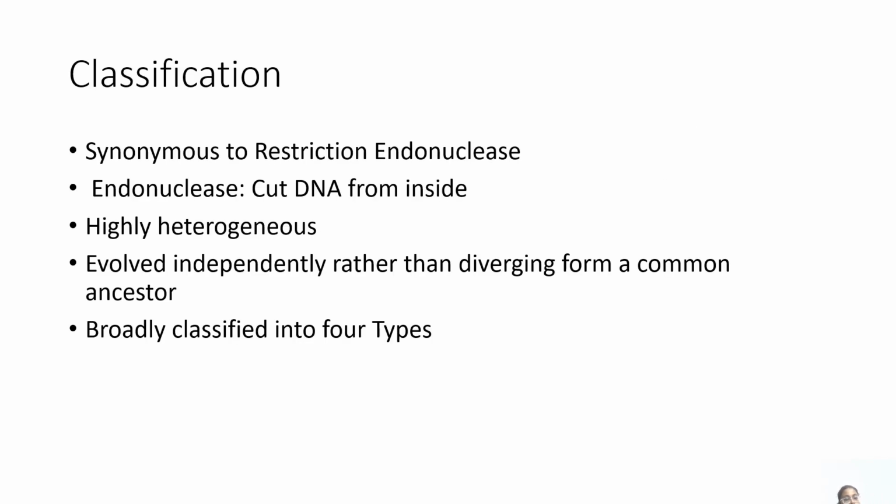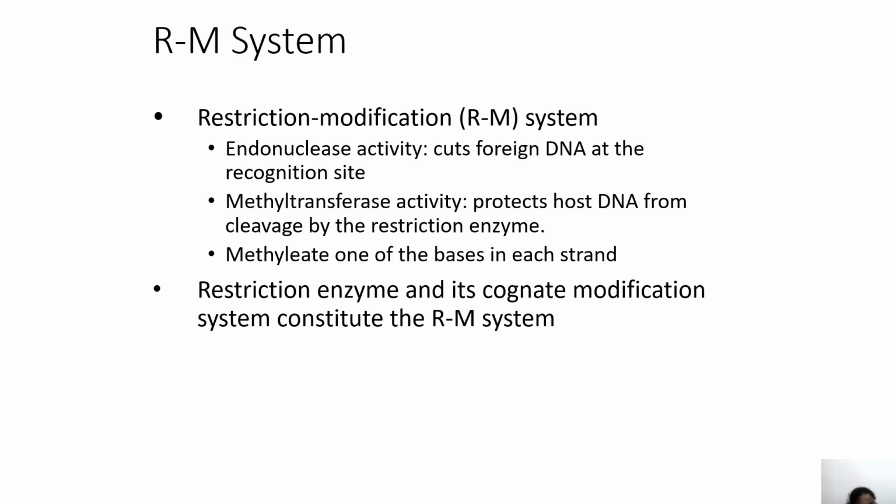Now, an endonuclease will cut DNA from the inside. It's not a terminal cutter. It's highly heterogeneous. It evolved independently rather than diverging from a common ancestor. And it's broadly classified into 4 types.